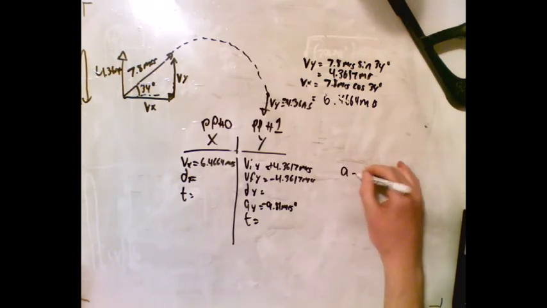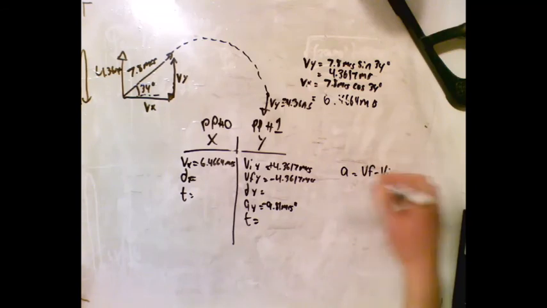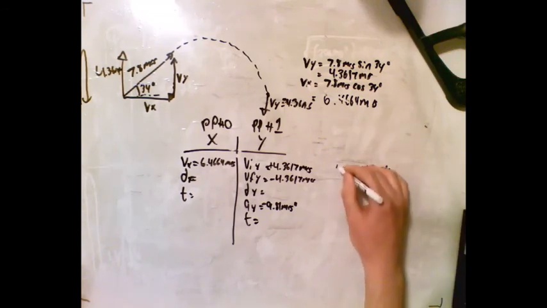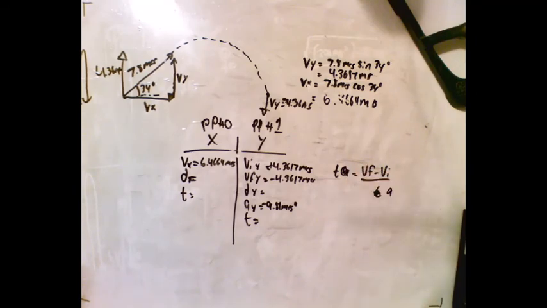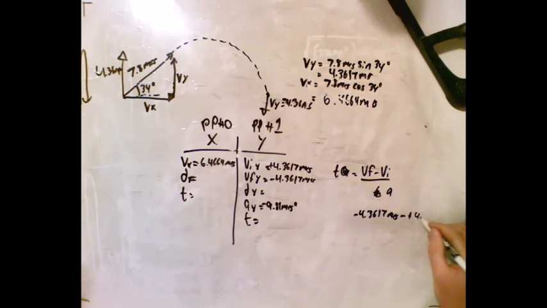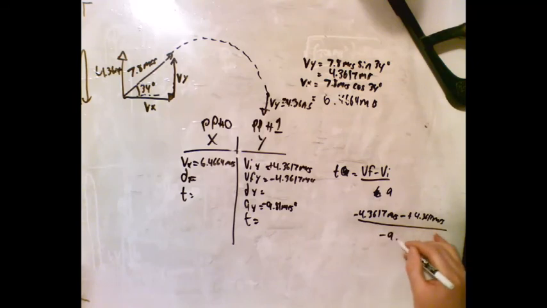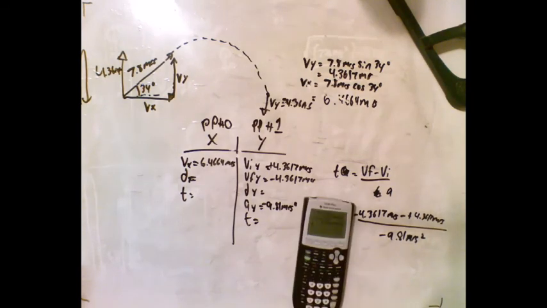So we're going to use acceleration equals final minus initial all over time. Move our time up top. Move our acceleration down below. My final speed is negative 4.3617 meters per second, and my initial speed is positive 4.3617 meters per second. All divided by negative 9.81 meters per second squared, and we should get a positive answer because time has to be positive.